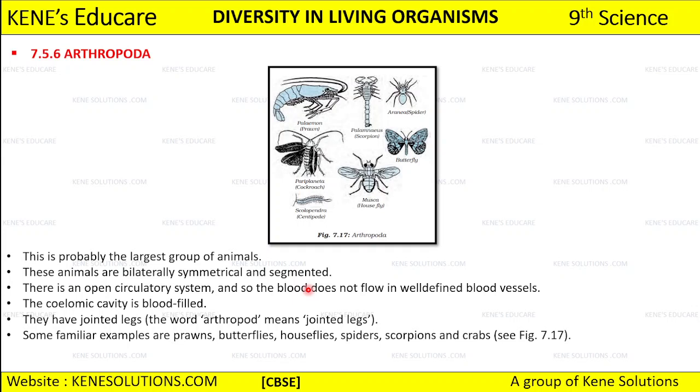And you will see that the coelomic cavity is blood filled. They have jointed legs. The word arthropod itself means jointed legs. Some familiar examples of this are prawns, butterflies, houseflies, spiders, scorpions and crabs. So these are some of the examples of them.